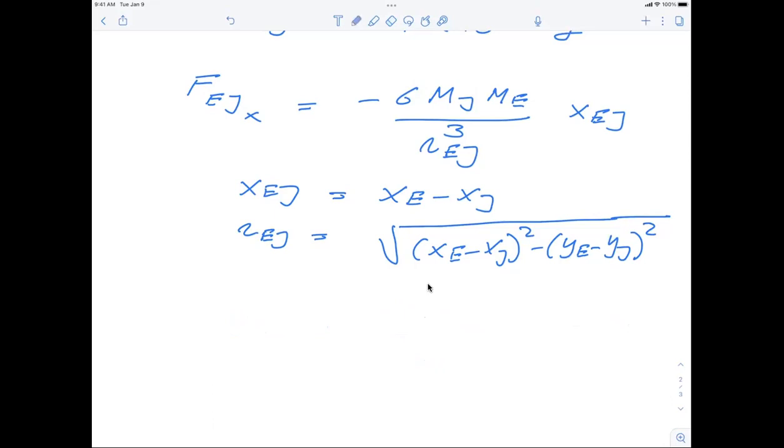Let's write the total force on Earth and its x component.